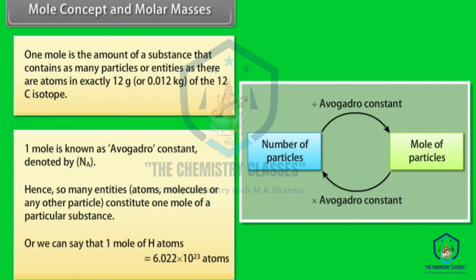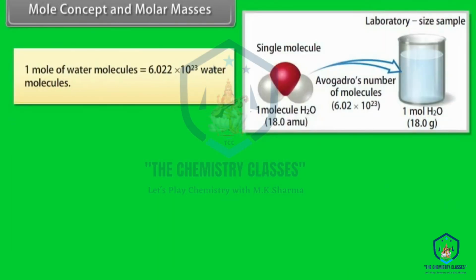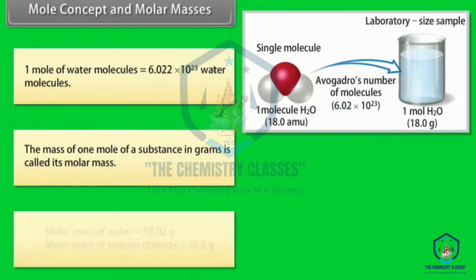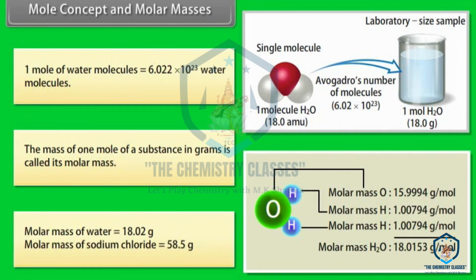Or we can say that 1 mole of H atoms is equal to 6.022 into 10 raised to the power 23 atoms. 1 mole of water molecules is equal to 6.022 into 10 raised to the power 23 water molecules. The mass of 1 mole of a substance in grams is called its molar mass. Molar mass of water is equal to 18.02 gram. Molar mass of sodium chloride is equal to 58.5 gram.